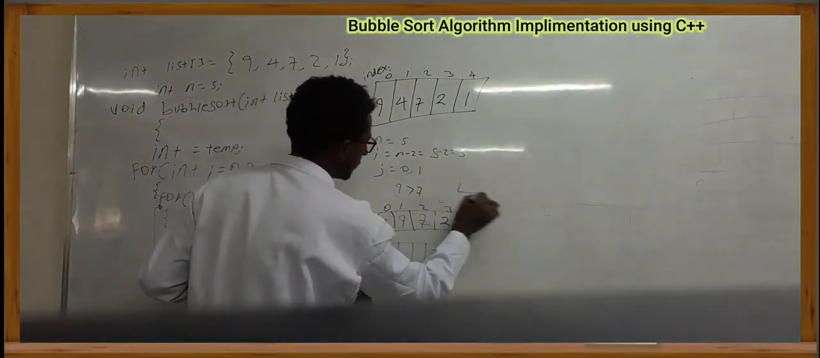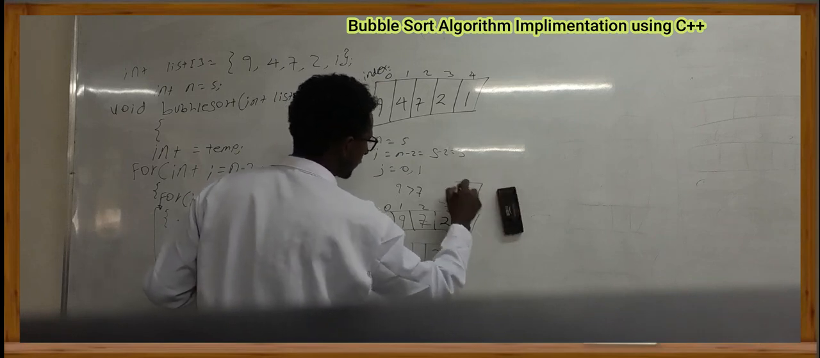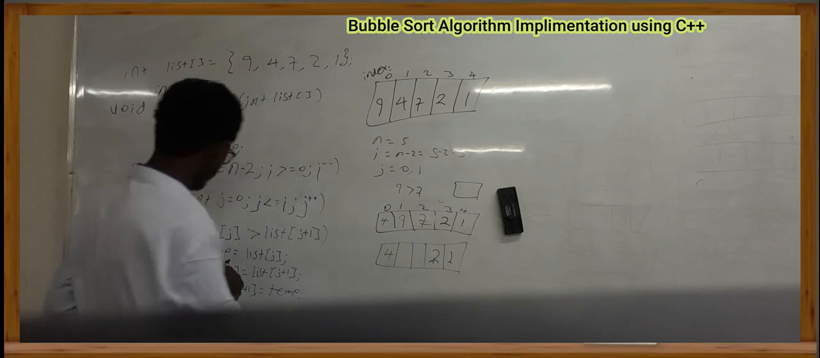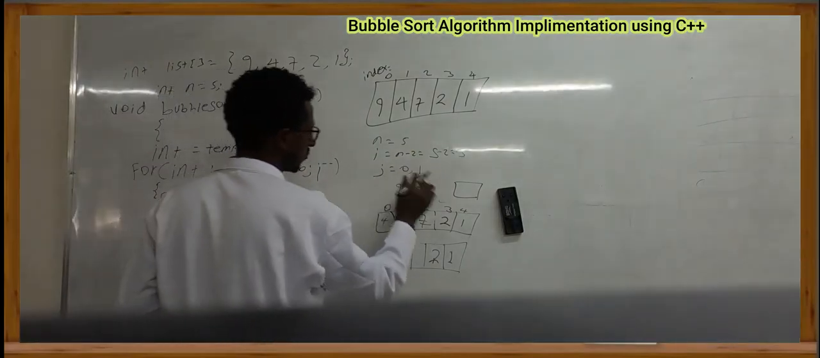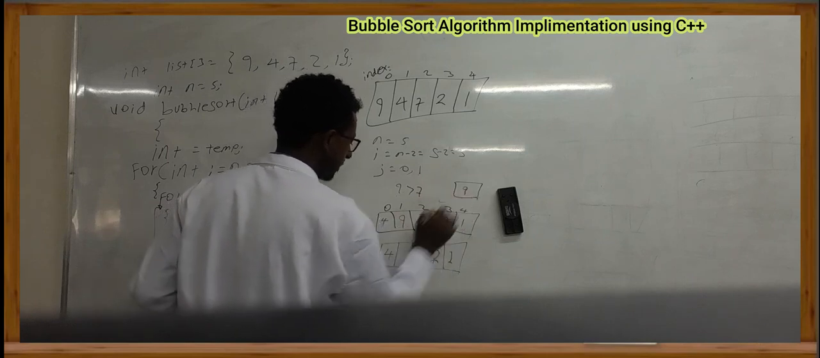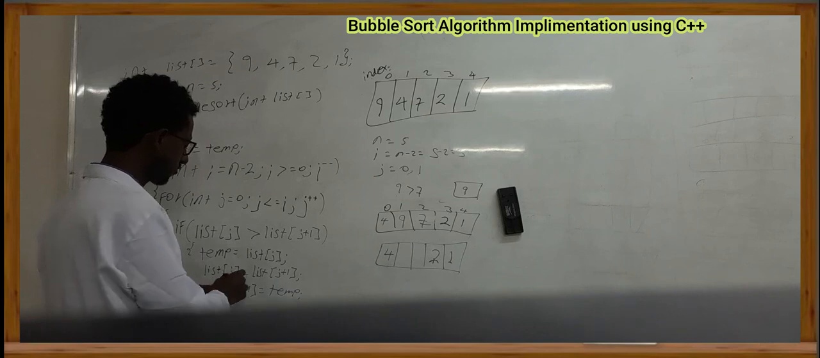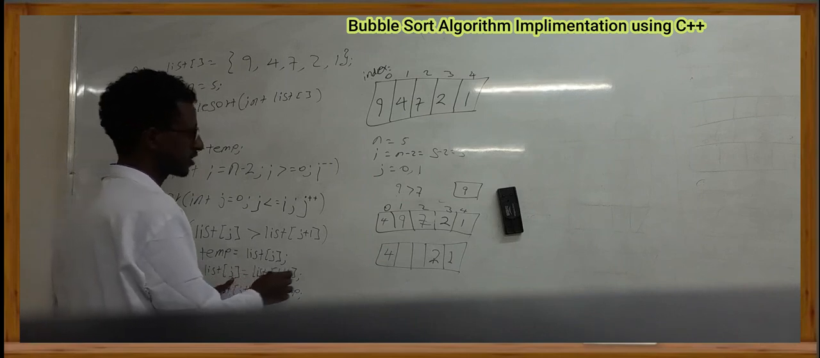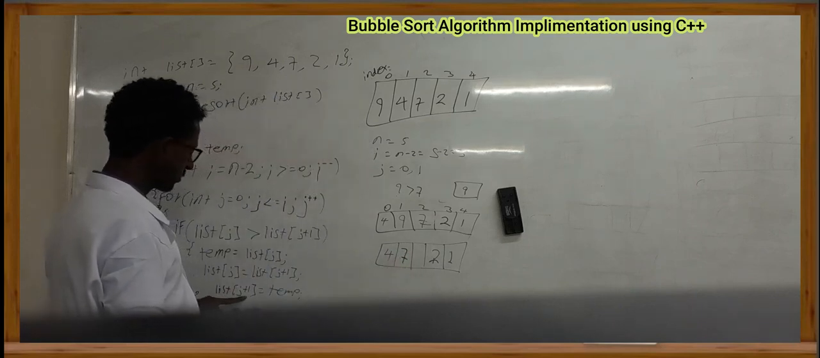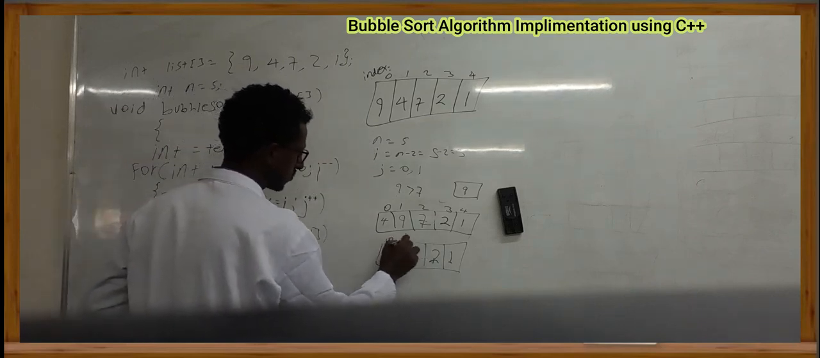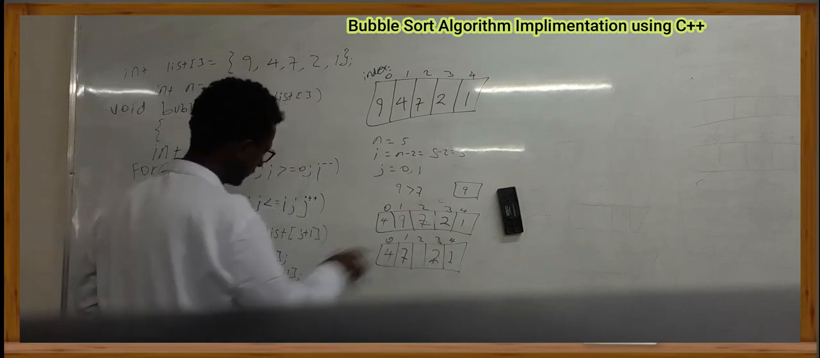Create a temporary variable temp here, and in the space of temp put the value of list of j. List of 1 is 9 here, and list of 1 is now empty. Then in the list of 1 space, please put list of j plus 1, which is 7, this one. And in the place of list of j plus 1, that means list of 2, put the value of temp.